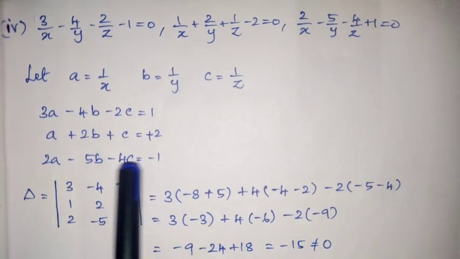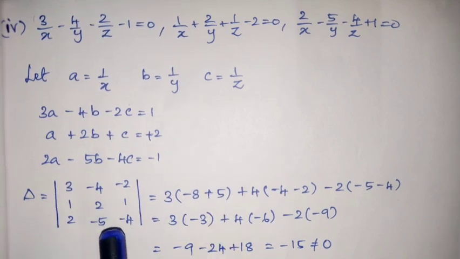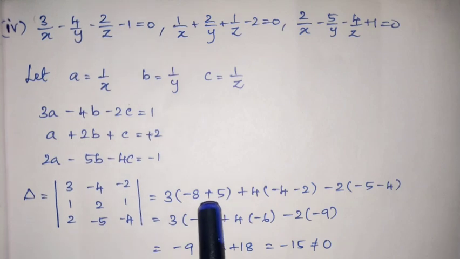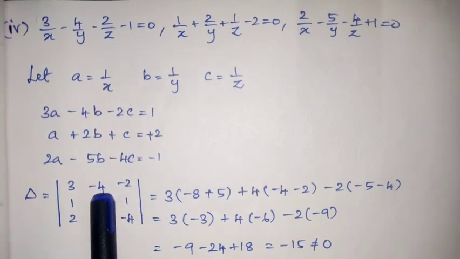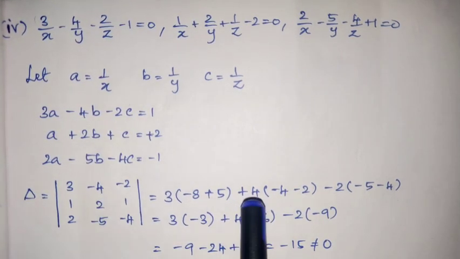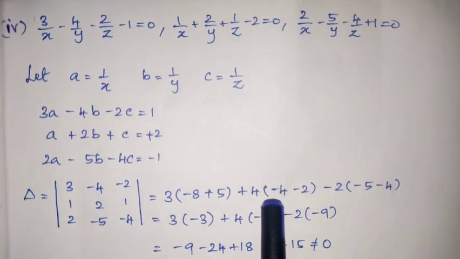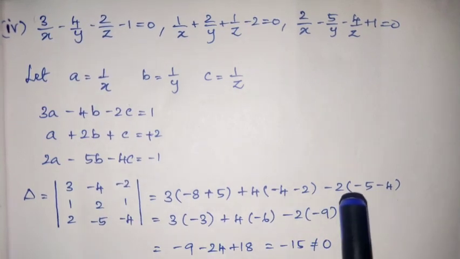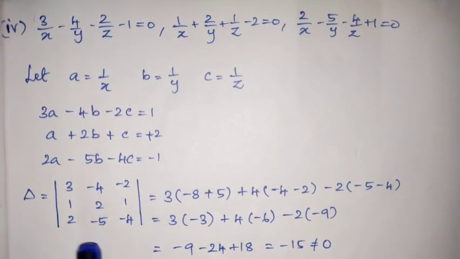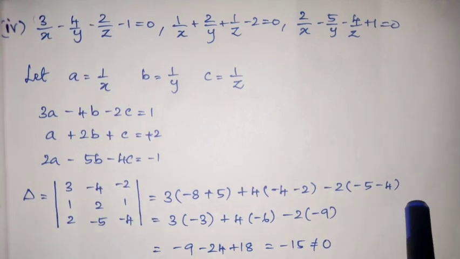So 3, leaving the row and column, 2 into minus 4 is minus 8, put a minus, 5 into 1 is minus 5, already there is a minus, isn't it? So minus of minus 5 is plus 5, I have directly written. Then minus 4, second element, we have to change the sign, minus 4, so here plus 4, leaving the row and column, minus 4 into 1 is minus 4, minus 1 into 2 is minus 2. Third element is minus 2, leaving the row and column, minus 5 into 1 is minus 5, 2 into 2 is minus 4.